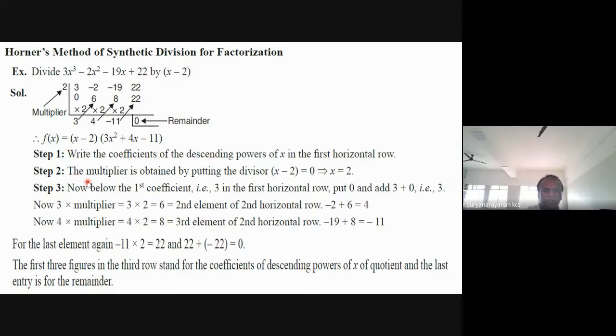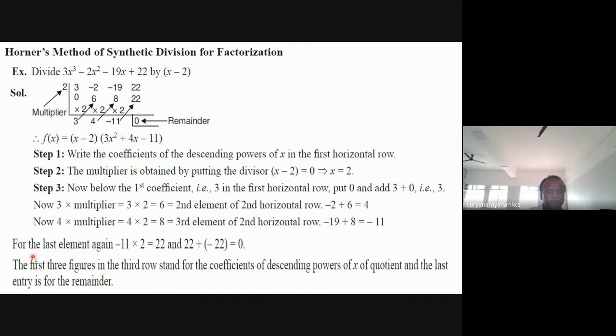See the second step, the multiplier is obtained by putting the divisor x minus 2 equal to 0. We have to write this equation, divisor is equal to 0. Now we got a simple equation. We have to solve this simple equation. Then what you got here, x value 2, x is equal to 2. Whatever you got here, write this here, multiplier. Whatever the number is written here, this number is called multiplier.